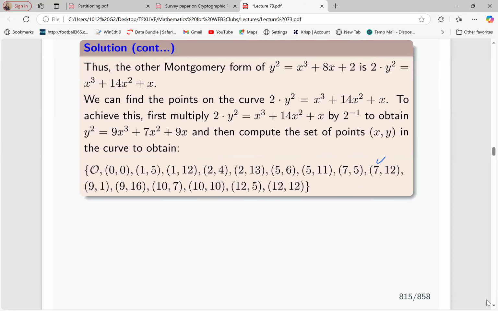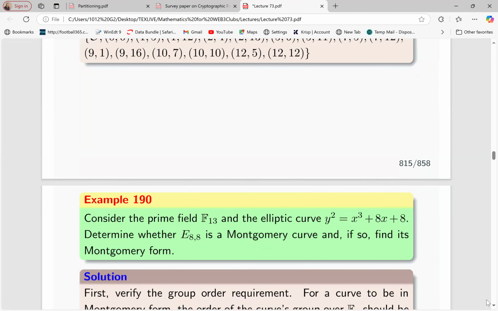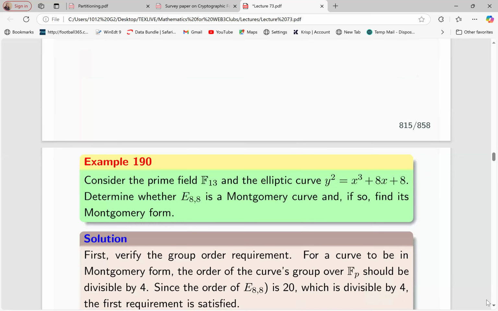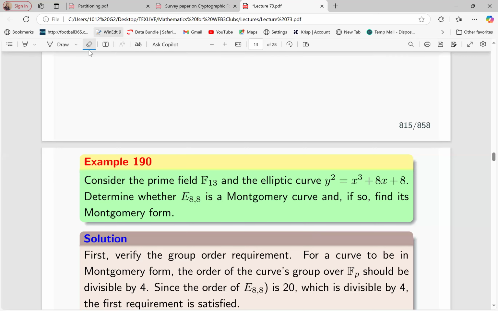Now, so we've just seen how to convert the short Weierstrass curves to Montgomery. Now, how do you convert Montgomery to short Weierstrass curves? Now, this one is still converting from short Weierstrass curves to Montgomery, and I'll skip it, of course, but the notes will have it.